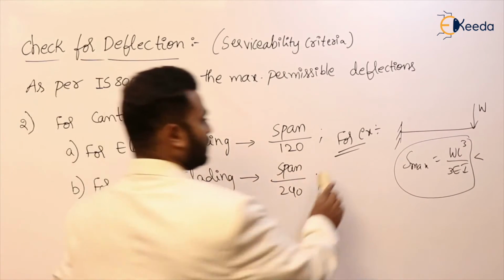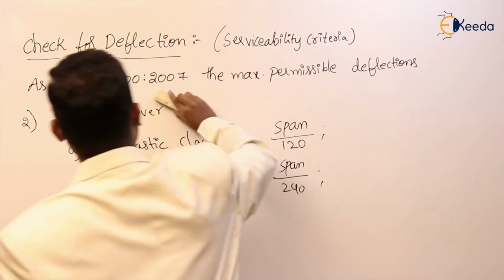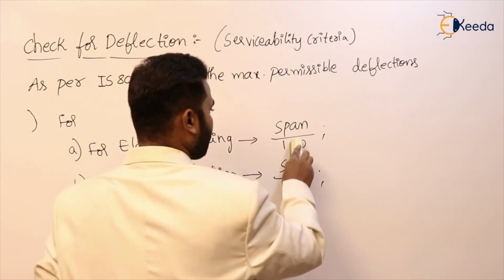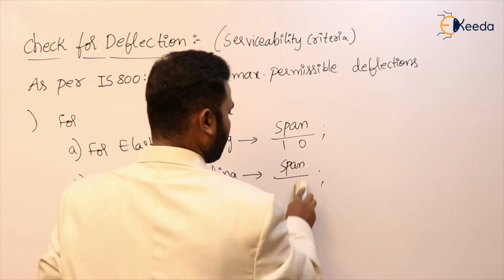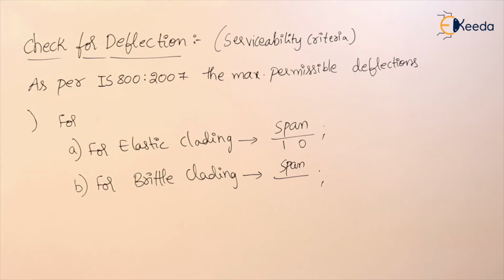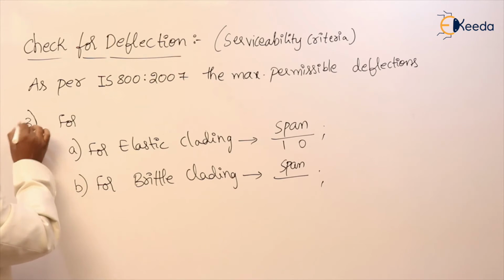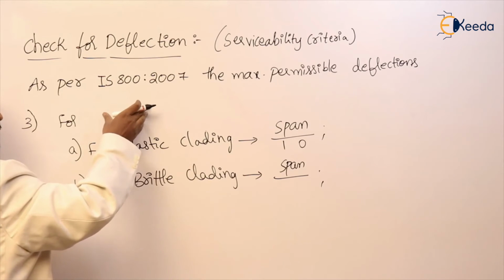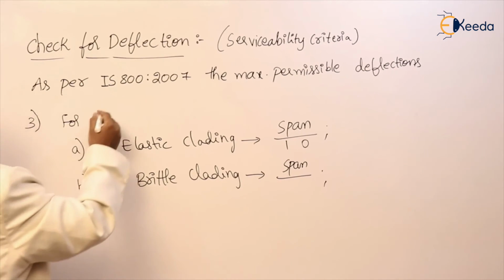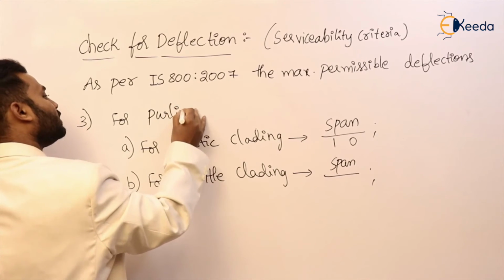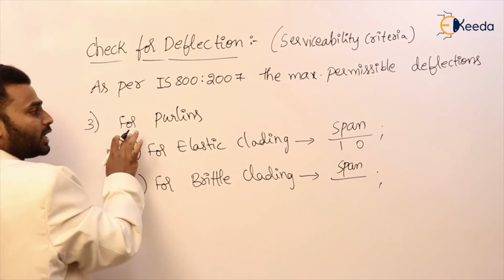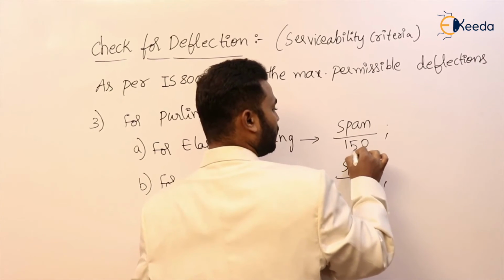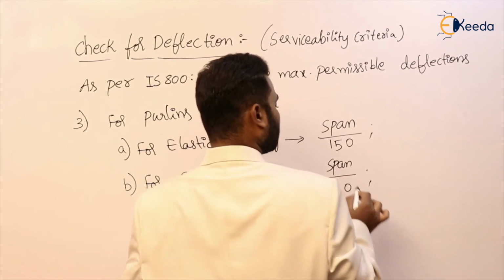Next is for the purlin. I will explain about the purlin after this topic. After beams, plate girder and gantry girder, we are going to discuss industrial roofs. There I will explain the purlins and show all the diagrams and where they are used. But as of now, remember the provision regarding this. A purlin is also a beam. For a purlin, if it is elastic cladding, it is span by 150. If it is brittle cladding, it is span by 180. So these are the values.